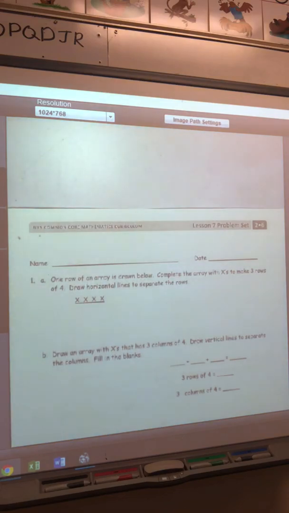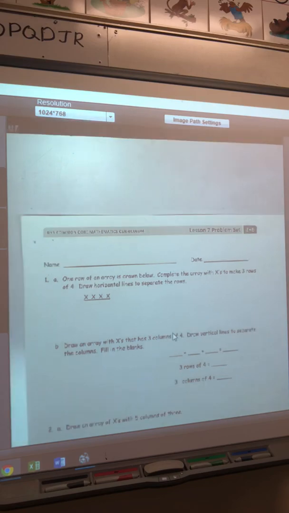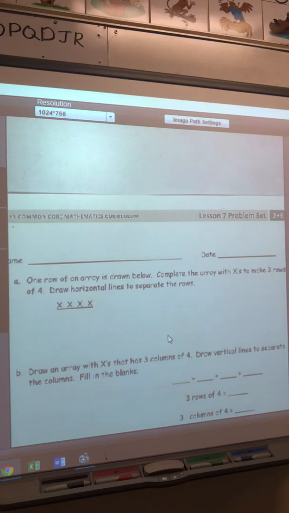So I'm going to go over the document camera now, and we're going to walk through problem 1A of lesson 7. Okay, try to make this a little bigger for us. Maybe, hold on friends, be patient with me. There we go, there we go.